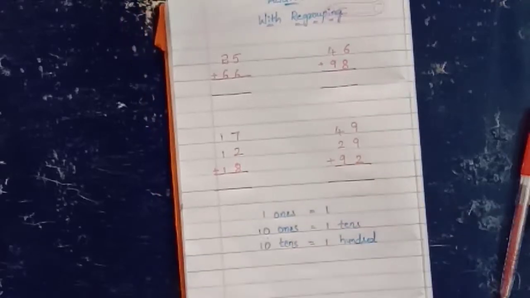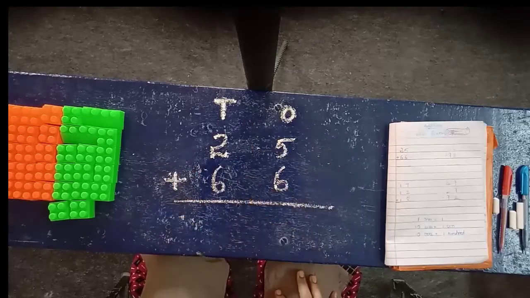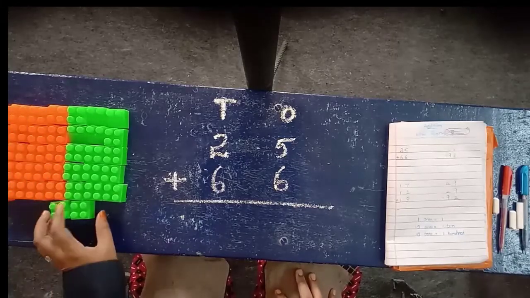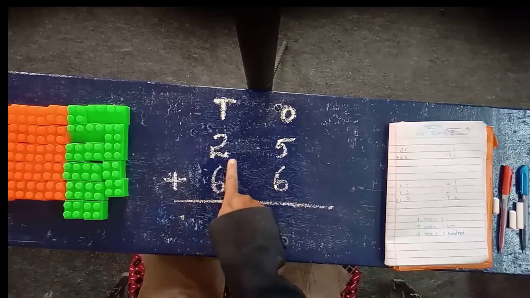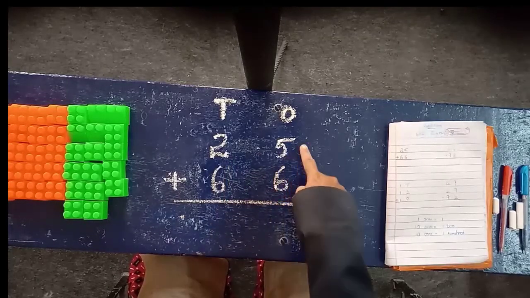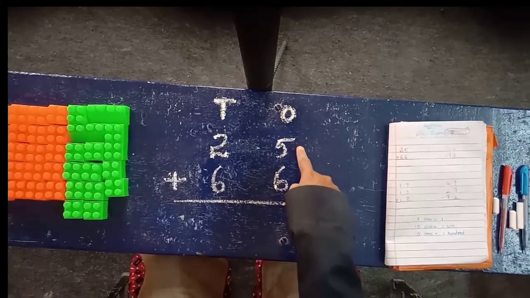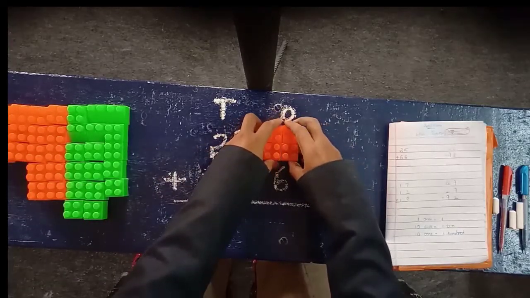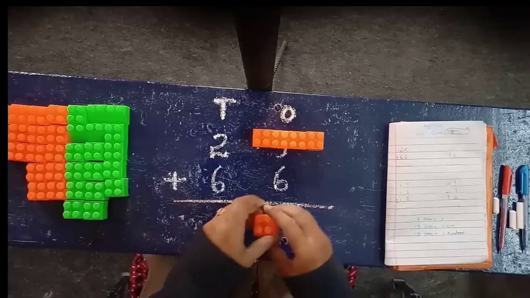So here you see, we are using these blocks, ones and tens. I am using orange color blocks for ones and green color blocks for tens. Let's arrange here. I already wrote this problem on the bench also. Now 25 and 66, children. The ones digits are 5 and 6. First I am arranging the ones digit 5 of the first number. So here I am arranging the 5 blocks.